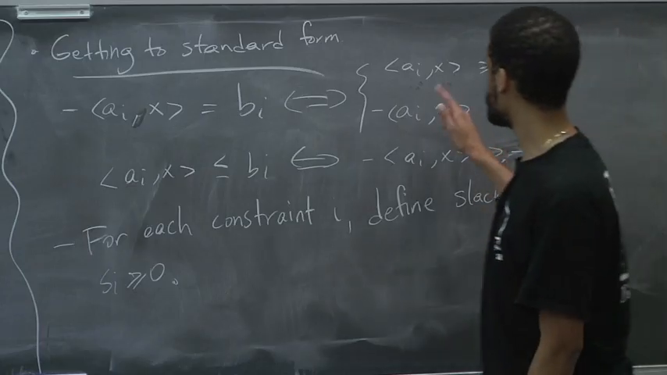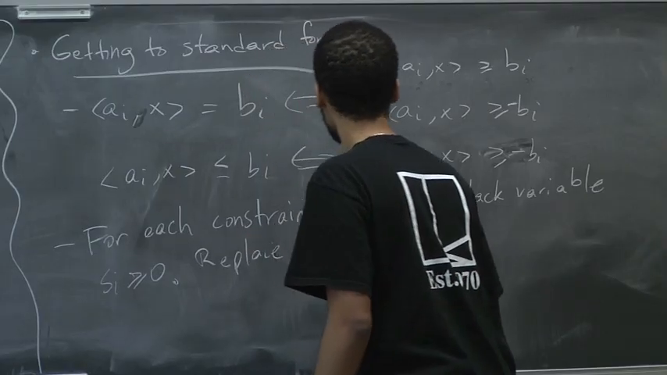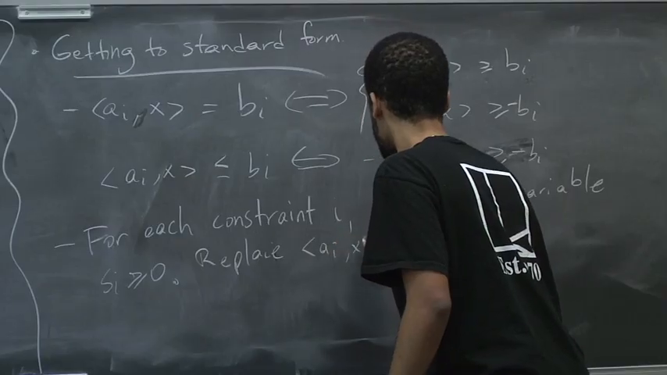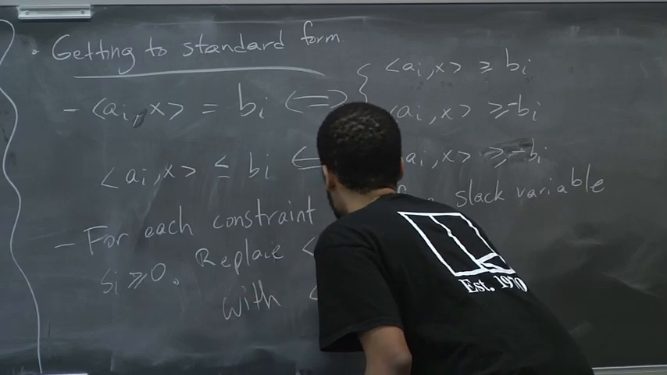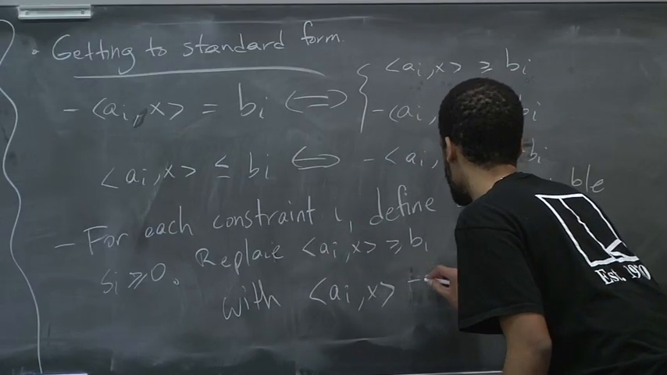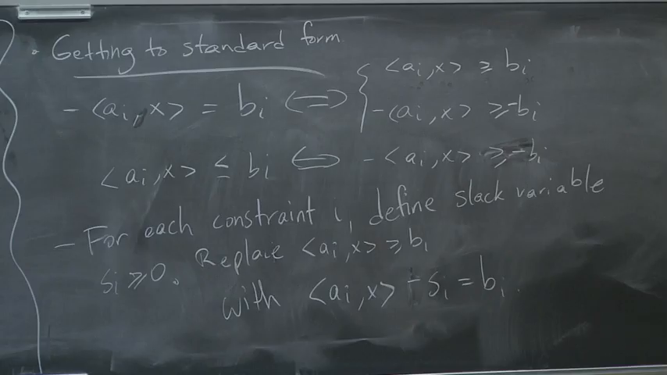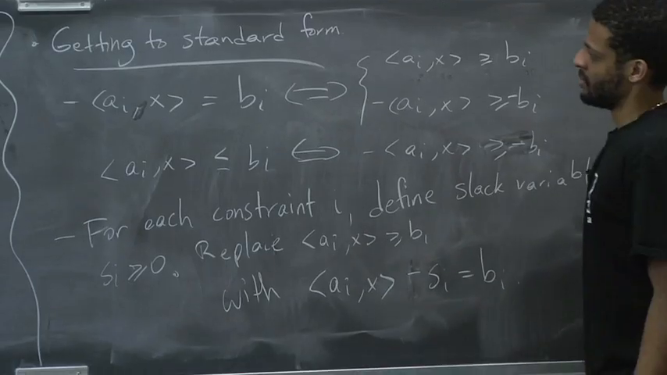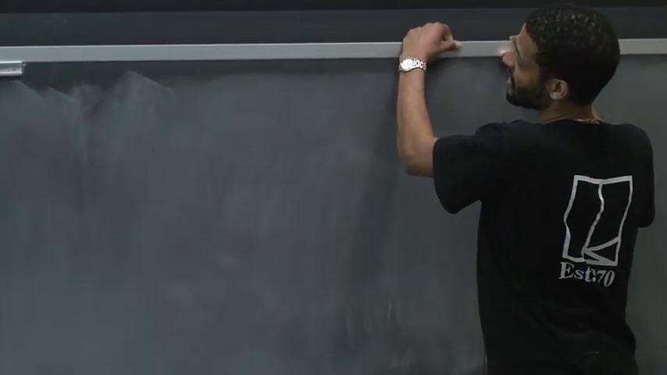Okay, so replace ai·x is at least bi with ai·x minus si equals bi. Okay. Very good. And so that already says we can turn everything into this form, that Ax equals b.